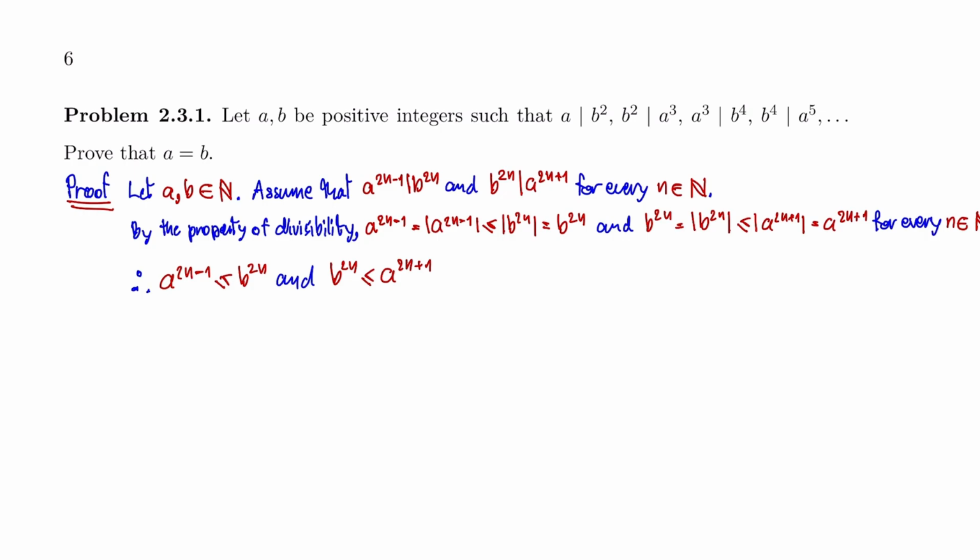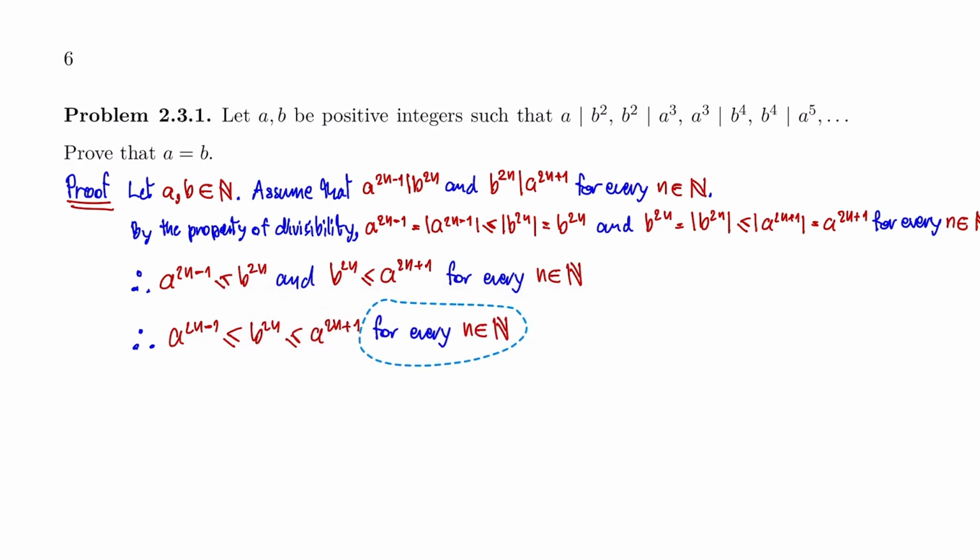And then what do we have next for every positive integer n? We have b to the 2n here and b to the 2n here. That means we can have a to the 2n minus 1 less than or equal to b to the 2n less than or equal to a to the 2n plus 1, for every positive integer n. So what can we do next? We try to show that a equals b.